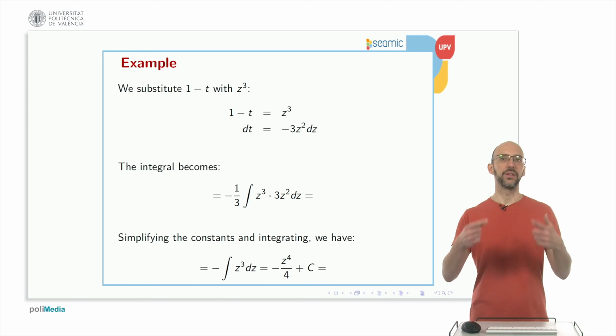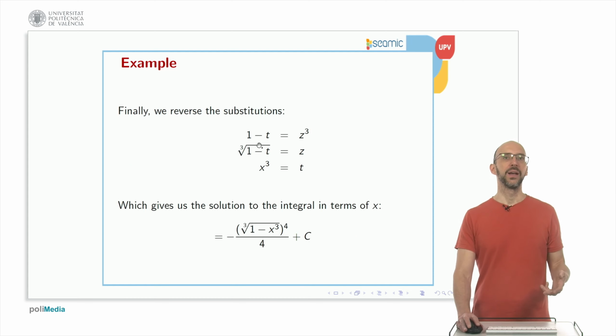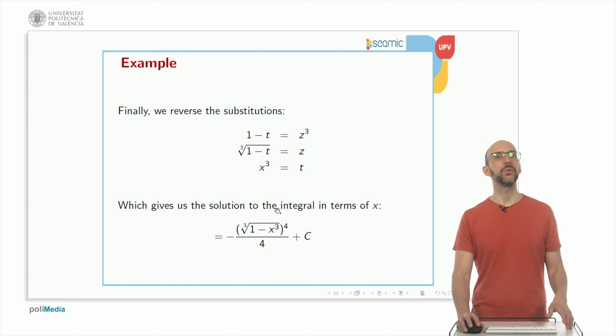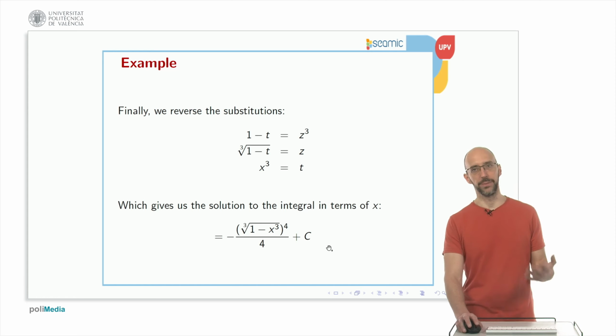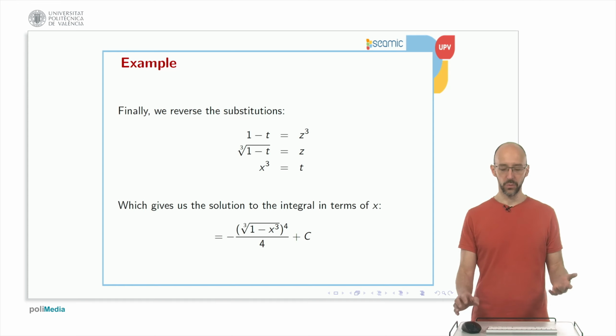We need to undo the 2 changes we have applied before. So we are going back. The last change I applied is that one. If I just solve for c, then this becomes the cube root of 1 minus t. And also, t was changed before by x cubed. So if I just replace x cubed here, my new integral becomes that expression. A complicated expression? Yes, but as usual, the integral is already solved, and this is what we wanted.